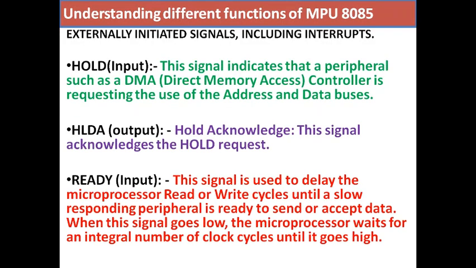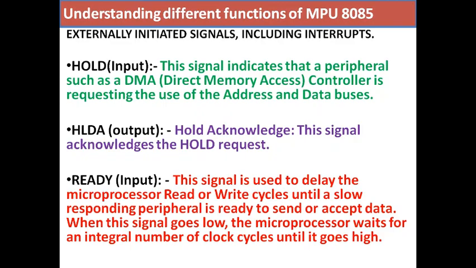Okay, now HOLD. This signal indicates that a peripheral such as a DMA controller is requesting the use of the address and data bus. Now, why should we at all go for direct memory access? Sometimes a bulk amount of data needs to be transferred from memory to IO or vice versa. When we are transferring a bulk amount of data, it sometimes doesn't require any computation to be done on it. It just requires a simple transfer from IO to memory or memory to IO. So if it goes through the microprocessor, then it will take a huge amount of time.